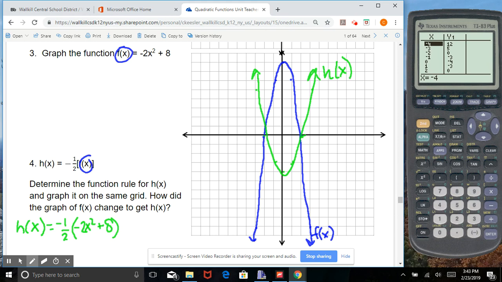The 1/2 tells us that this is going to be compressed, which also makes sense because the vertex here was at 8. Here it's at 4. Half of 8 is 4, so that's being shortened as well. So it's something we can think about. All the other points were also cut in half. If you looked at all the y values, they'd be half of what they originally were, but upside down. Okay, so we have one more to do.